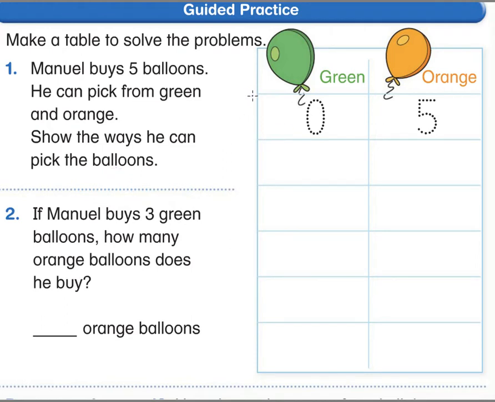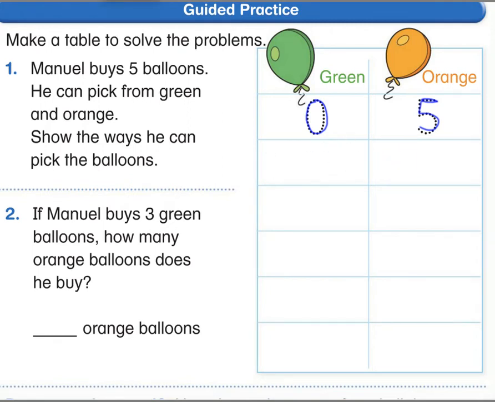So they're telling us he can pick a combination of green and orange colored balloons. And they kind of did the first way for us. So he can have 0 green, and he can have 5 orange. That's one way he can make 5 using green and orange balloons.